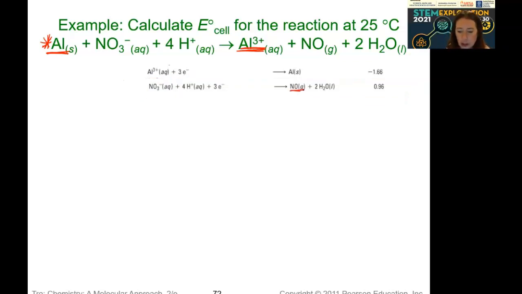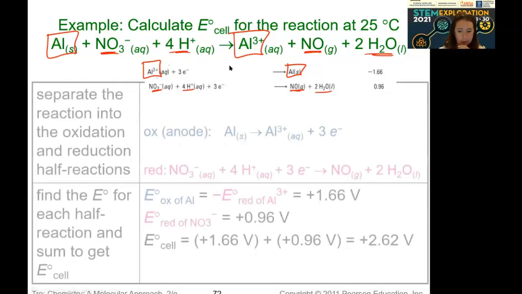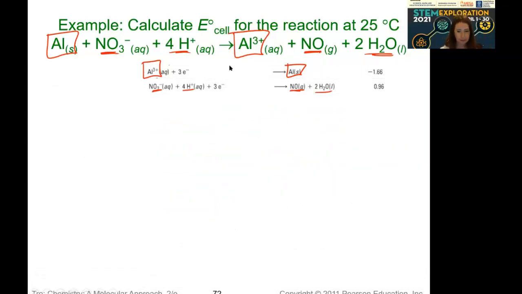And again, you're just looking for the elements that match. And then there's our two waters. Then here's our aluminum. I'm going to put boxes around it so you can see it. And our aluminum 3+. So we just go to the table and figure out which one we have. The next thing we do is look at the reactions written as reduction potential.